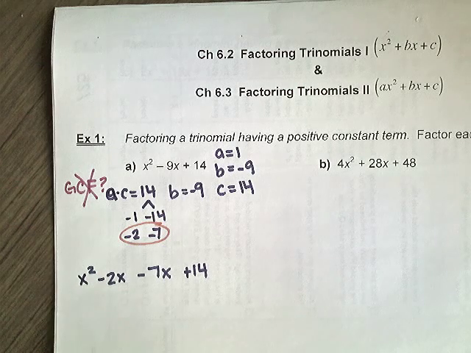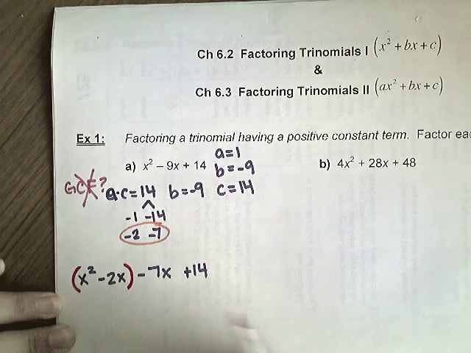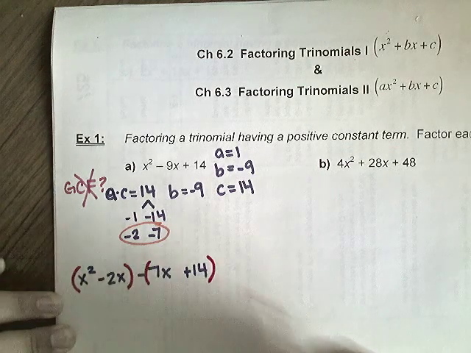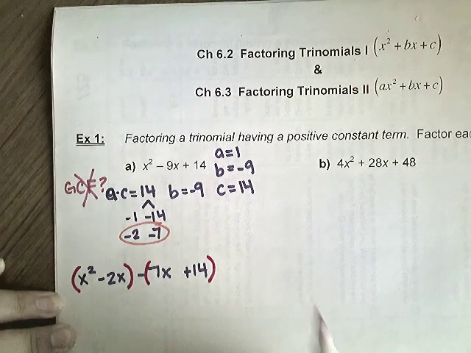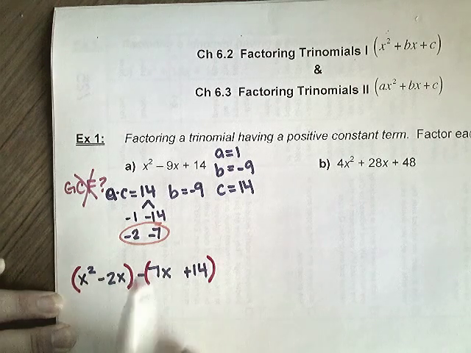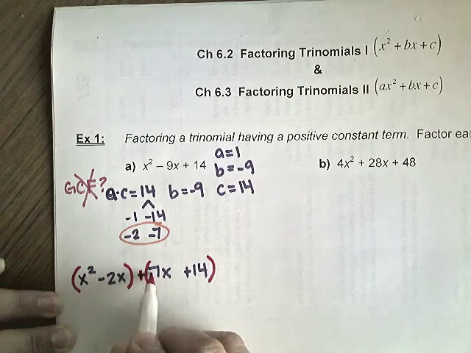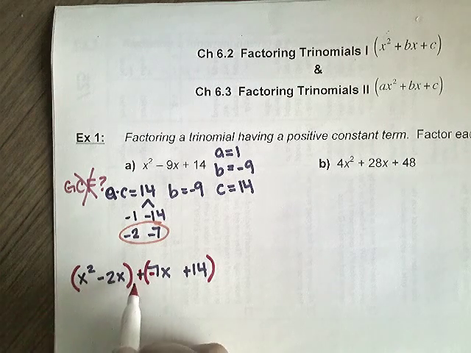And now that we have 4 terms, we do what we learned in the last section, and we factor by grouping. So we group our first 2 terms together, we group our last 2 terms together. We have to remember that we don't want a negative in the middle, so we're going to push that negative to the 7x, and we're going to put a plus in the middle there.